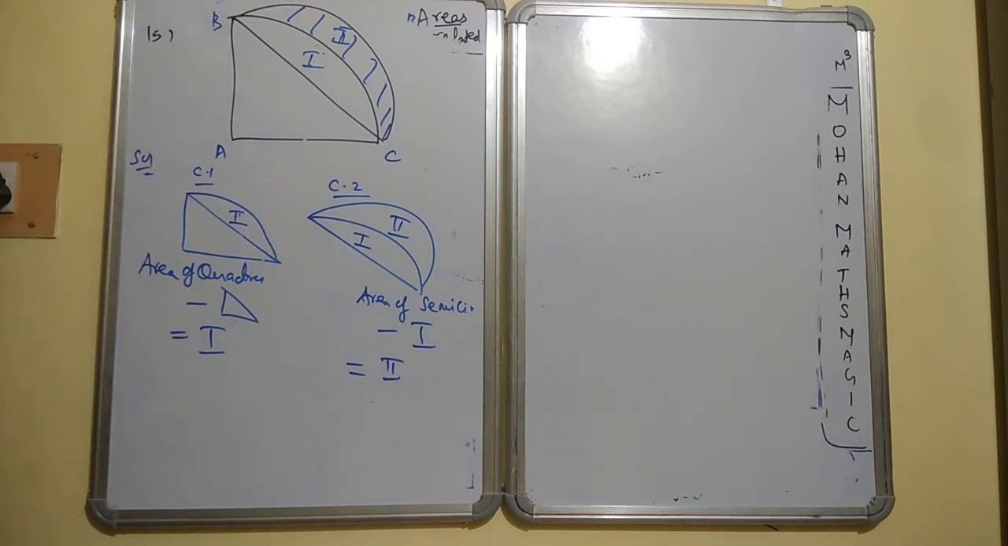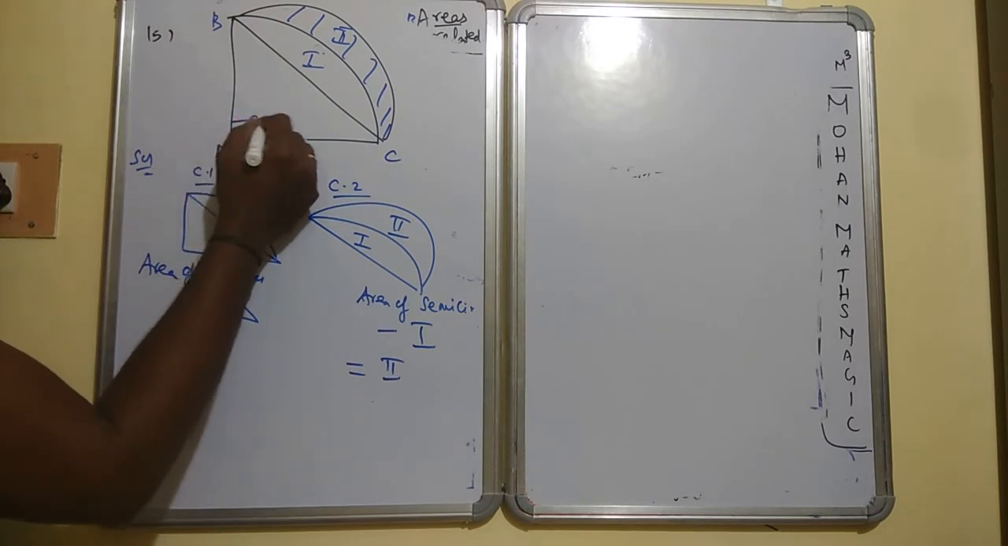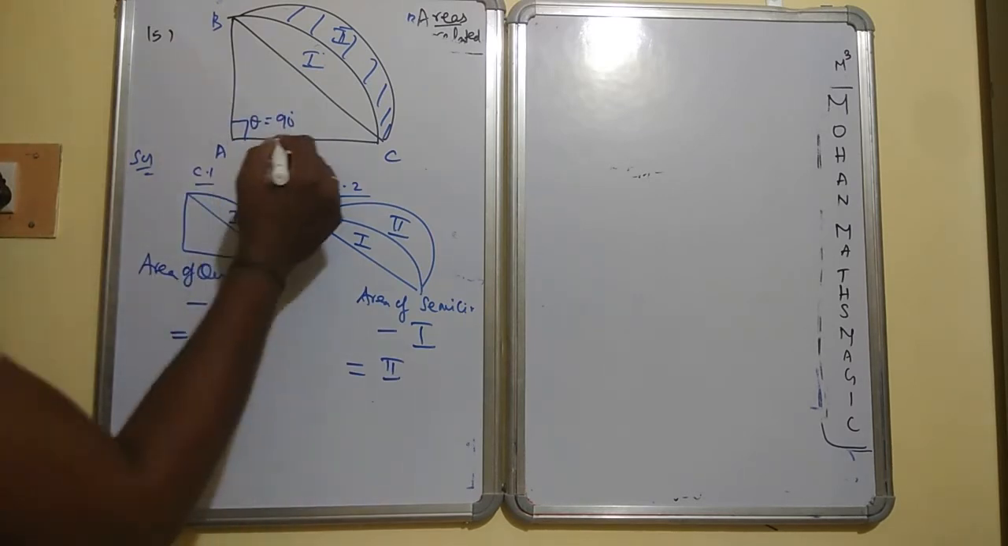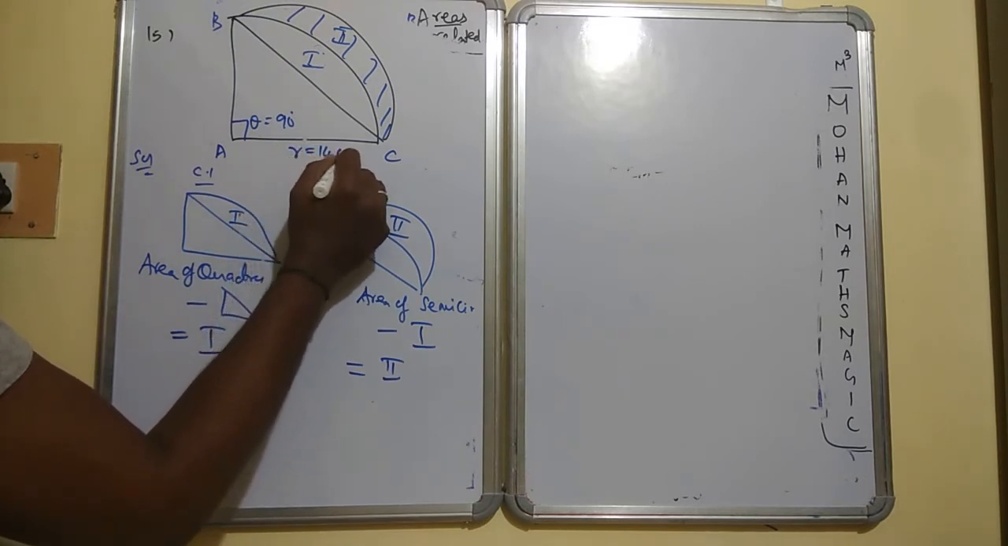Now, what are the things given in this question? Then it will be easy for you to calculate. So, first one given: ABC is a quadrant. So, theta value 90. Radius 14 centimeter. Semicircle. Okay. So, they gave you a quadrant, theta value is 90, radius 14 centimeter.